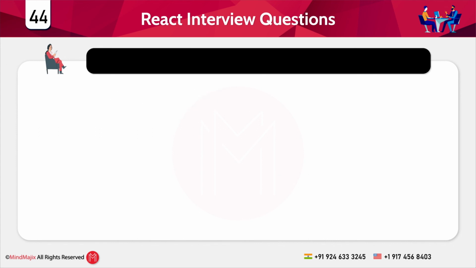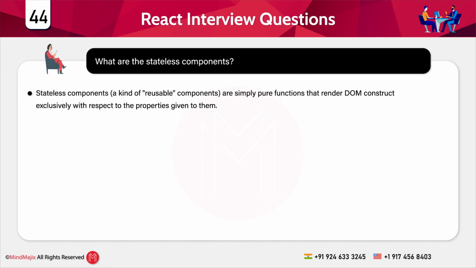The next question is, what are stateless components? If React components are basically state machines that produce UI markup, then what are stateless components? So stateless components are simply pure functions that render DOM based exclusively on the properties that are given to them. So as you can see, the component has no requirement for any internal state, not to mention a constructor or a lifecycle handler. The output of the component is absolutely a function of the properties that are given to it.